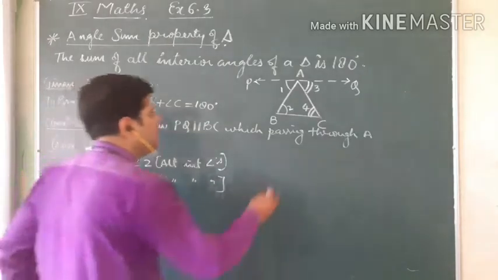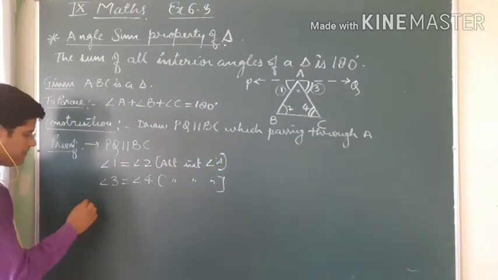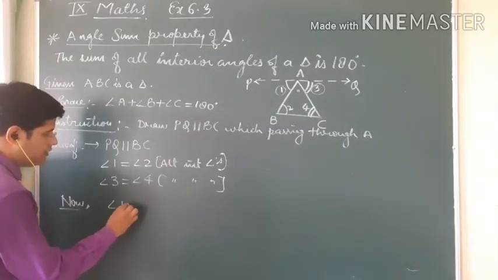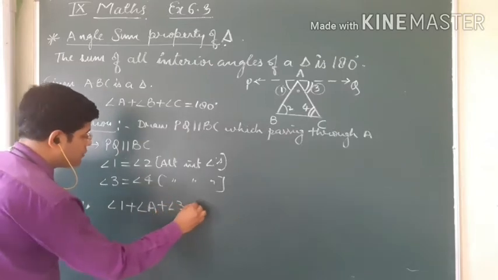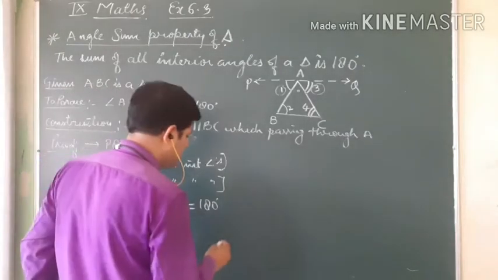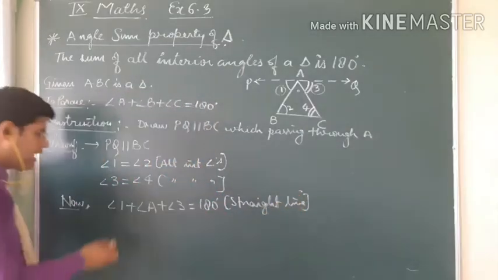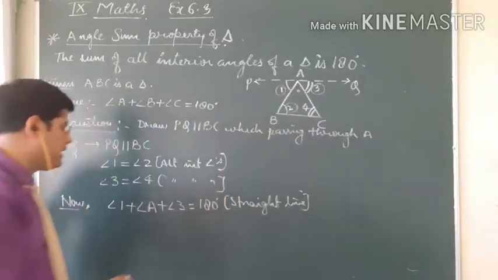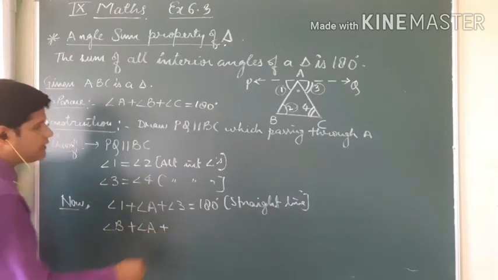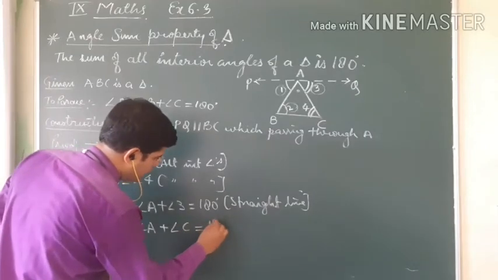After that, we see there are three angles that form 180 degrees, a straight line. We start the statement with the word now: angle 1 plus angle A plus angle 3 is equal to 180. We cannot write linear pair here because it is not a pair, it is more than that. We can write straight line. Here angle 1 is equal to angle 2, and angle 2 is regarded as angle B. Angle A is itself angle A, and angle 3 is equal to angle 4, and angle 4 is named C. So we can write angle C, and all of them together make 180.